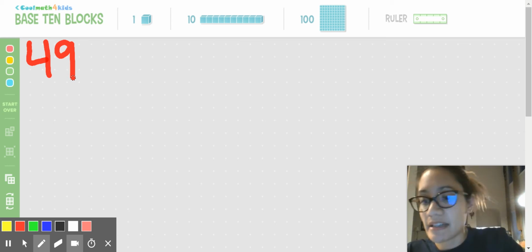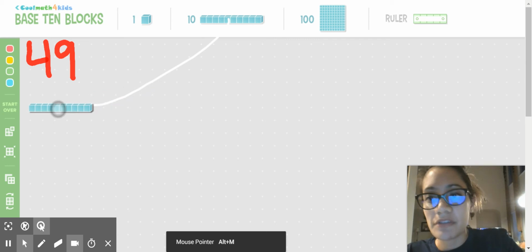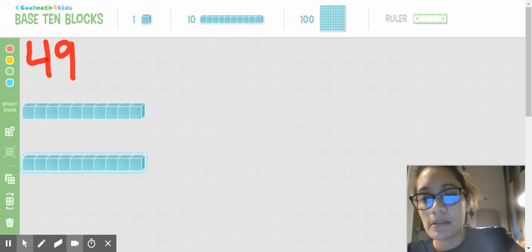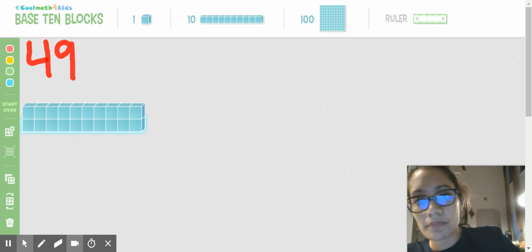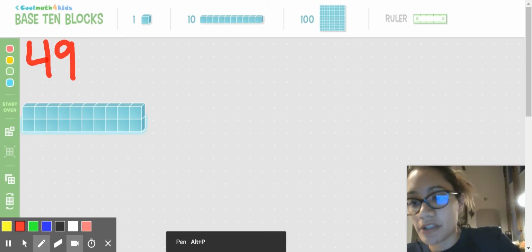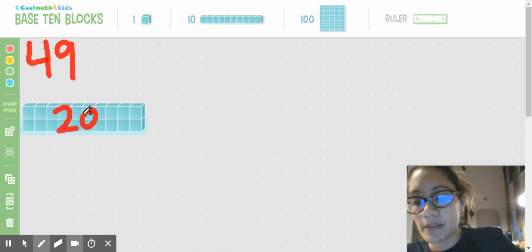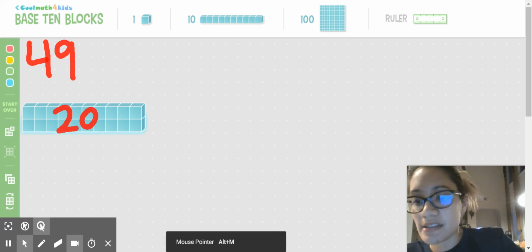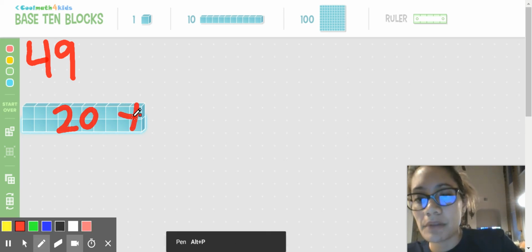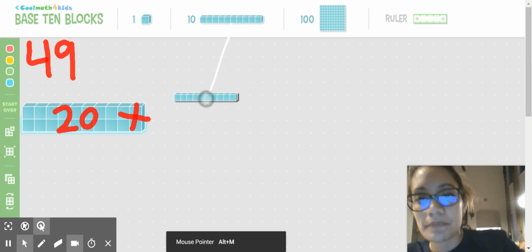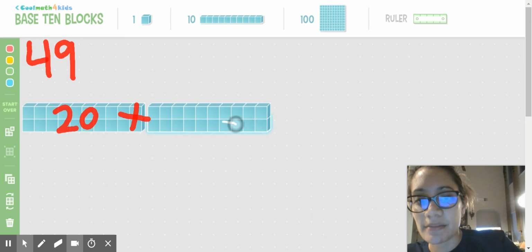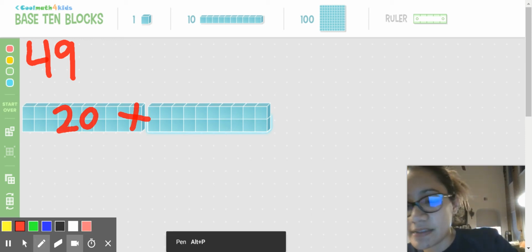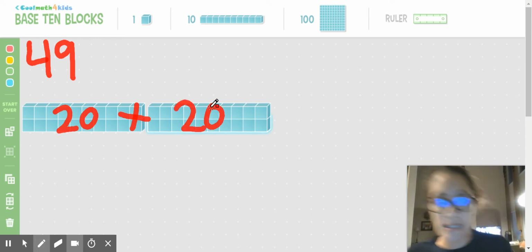You could have done this. You could have had 2 tens put together, which will give you 20. And then you could have also done plus another 2 groups of 10. If I stack them like so, that gives me 20. So 20 plus 20, that gives me 40.